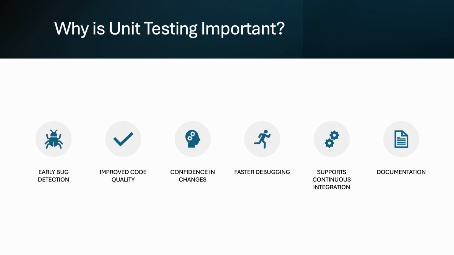Debugging is faster because it isolates problems to a specific unit. Automated unit tests ensure that the code base is stable and ready for frequent releases. And lastly, unit tests also double as documentation. They showcase how a piece of code is intended to work, which makes it easier for new programmers to understand. Now, let's take a look at its key components and how it fits into the development process.